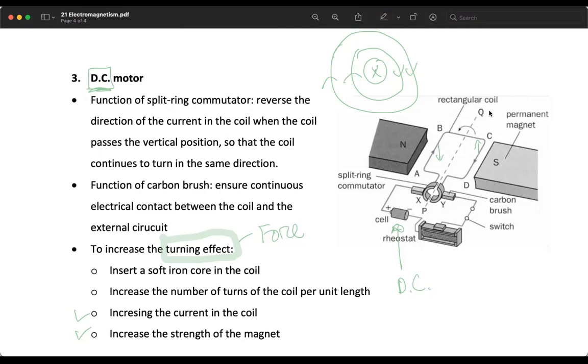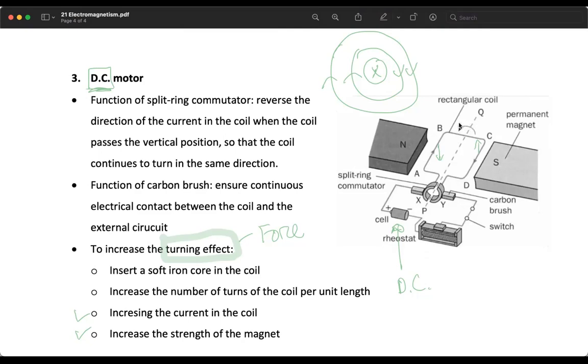Okay, so now we're going to talk about something. For this to continuously turn in the same anti-clockwise direction, in your AB, the current must always be from A to B. And in your CD, the current must always be from C to D. Are you clear about this?